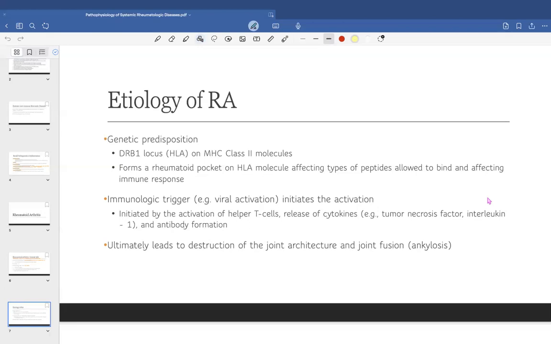The environmental factor, like a virus, like I said, can actually initiate the reaction and the formation of antibody. And yes, it involves T helper cells, which are lymphocytes, which can release specific cytokines, especially tumor necrosis factor and interleukin-1, and then you form your antibody. Okay, so looking at that pathophysiology, what do you think are some of our treatment options?